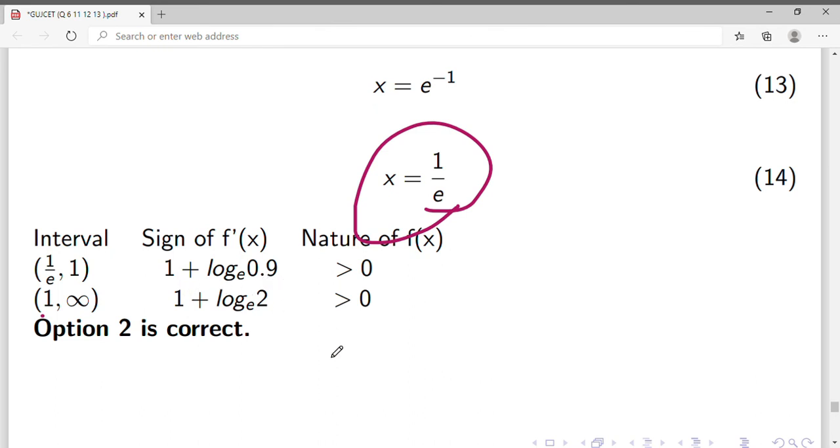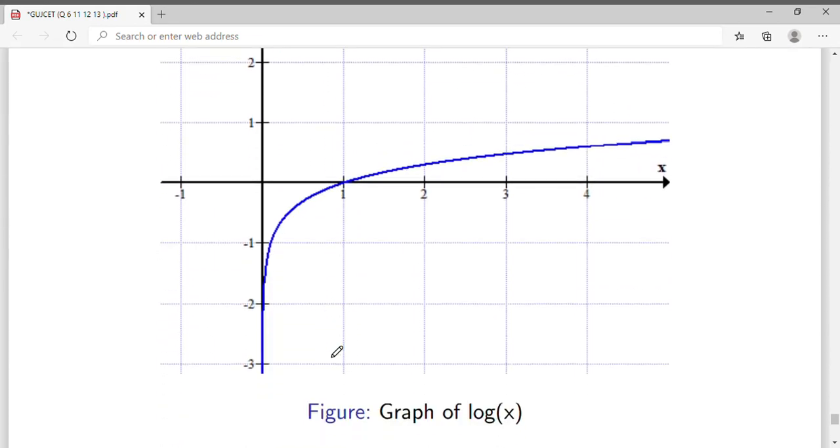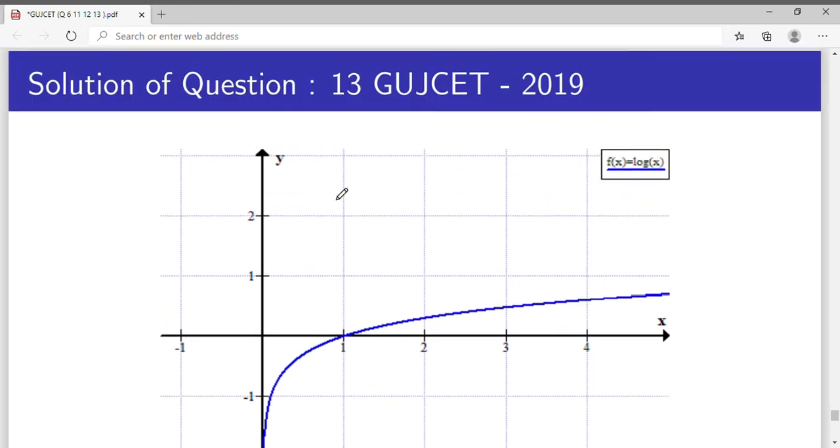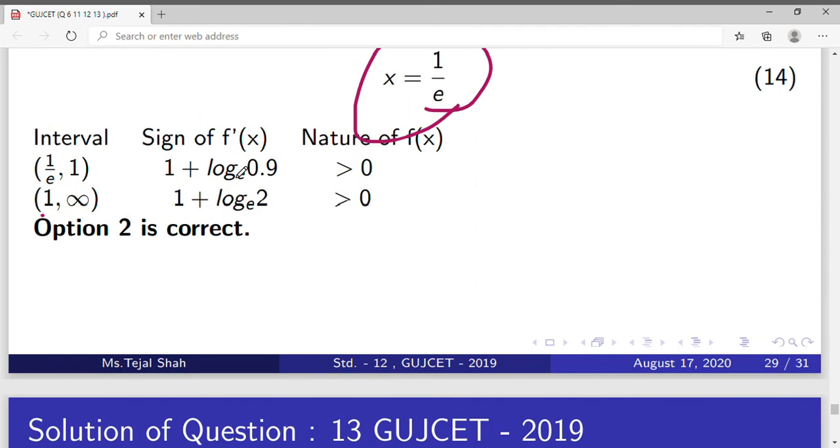Now obviously, if you refer to the behavior of the log function, log 1 is 0. So what is log 0.9? 0.9 is here, so it is a negative value, but a very small negative value, something like minus 0.1. If you put minus 0.1 here, then 1 minus 0.1 is greater than 0. So ultimately this value is greater than 0. So in the interval 1 upon e to 1, the function is an increasing function.